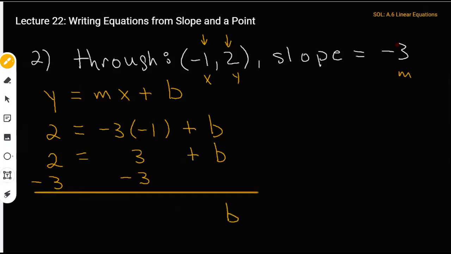So the b is going to come down. The 3's are going to cancel each other out. And then over here on the other side, I have 2 minus 3. That's going to be a -1.